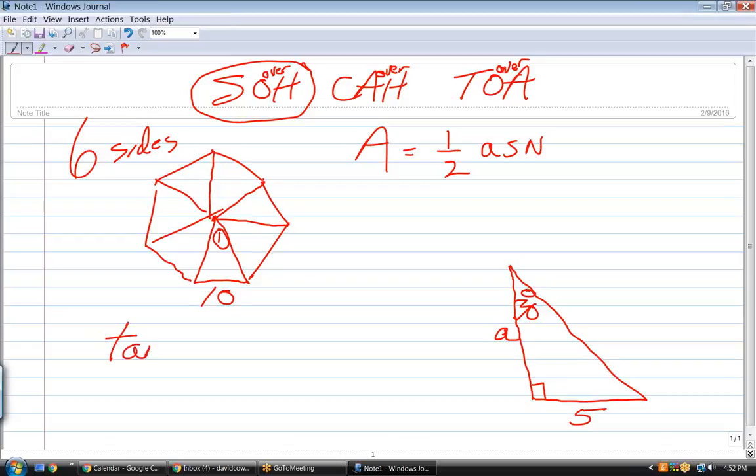Tangent 30 equals a over 5. What's TOA stand for? 5 over a, sorry. Okay, that's all right. Solve that. This is a little harder to solve algebraically. That was, I got 2.8 or 2.9. Not sure what the answer is.